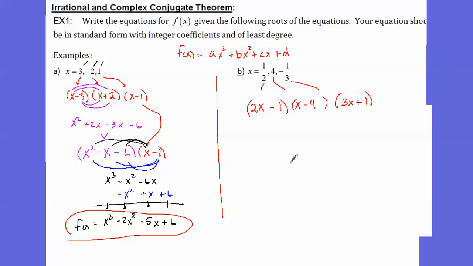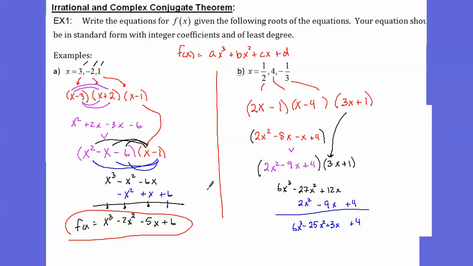We would FOIL out the first two, we would create our trinomial, and then we would multiply the last binomial as we did in the first example. So what I did is I took a moment and simply multiplied it out, and you can see that I first FOILed these two, or double distribution, combined my like terms, the negative 8x and the negative x, to make negative 9x. Here it looks kind of close. Then I brought down the last binomial, multiplied.